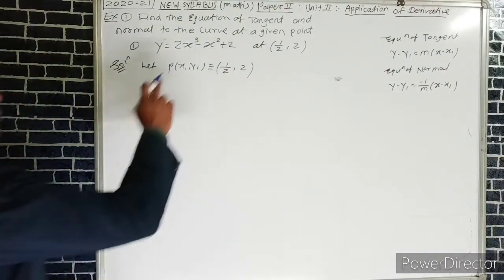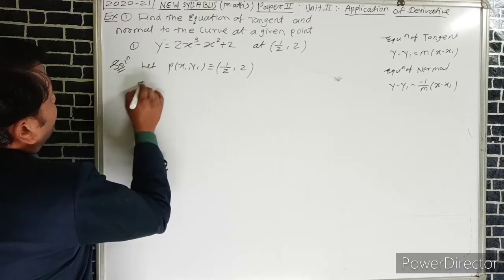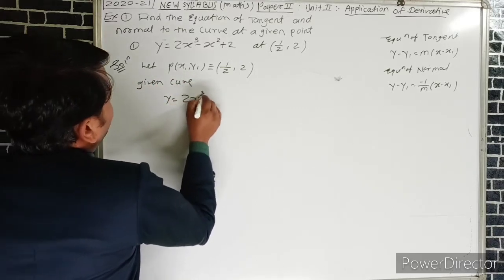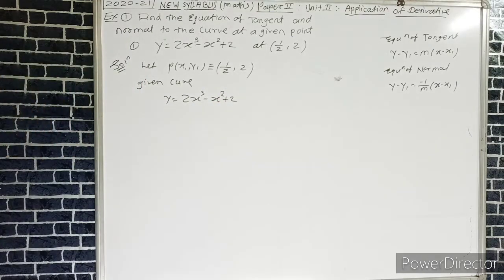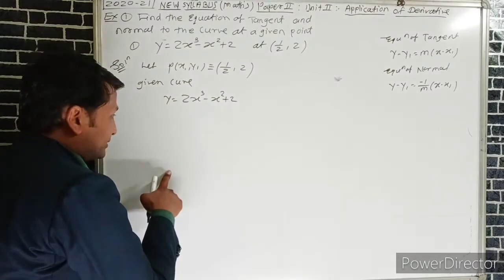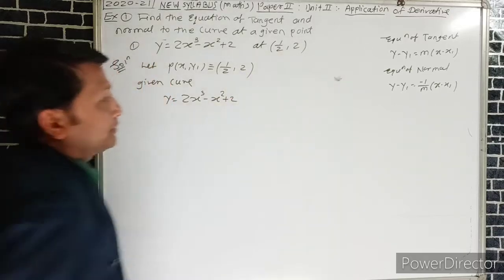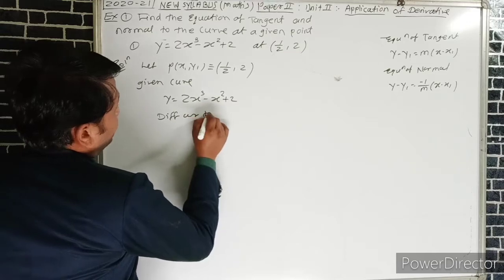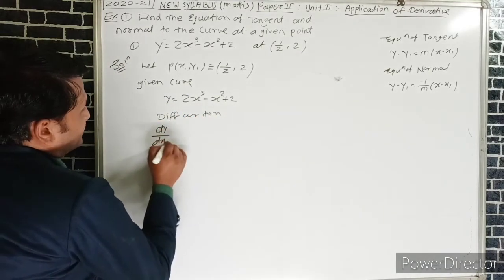So if we have to find the slope of tangent, we first take the given curve y is equals to 2x cube minus x square plus 2. Here if we find the derivative of this curve, dy by dx, at the point 1 by 2, then we get the slope of tangent. So first we differentiate with respect to x. The derivative of y with respect to x is dy by dx.